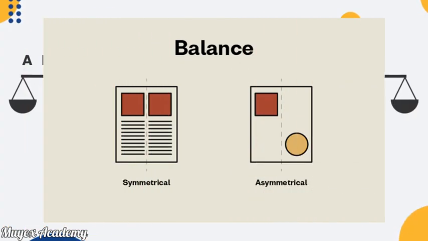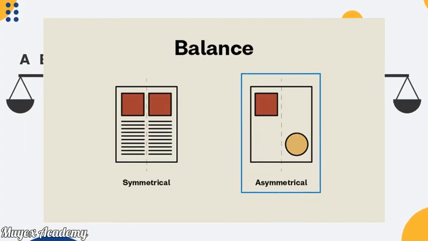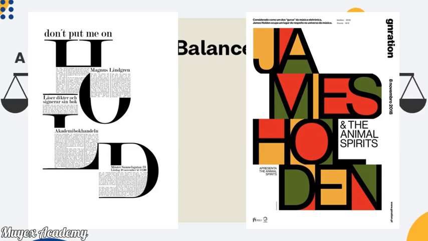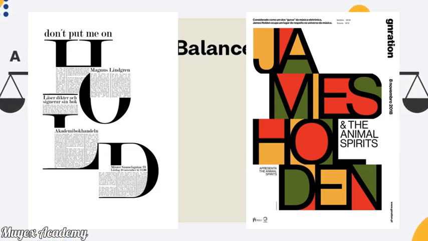The second type of balance is asymmetrical balance. This is more like a balanced scale where different elements have equal visual weights but aren't identical. It is dynamic and often feels more natural and intriguing.